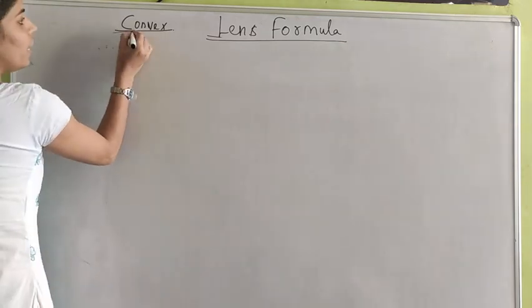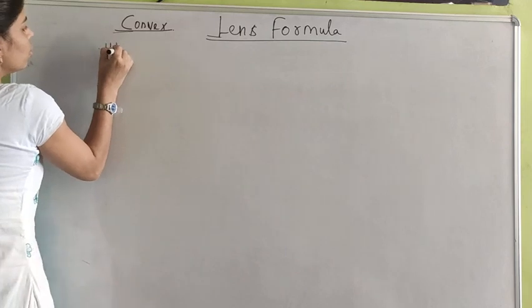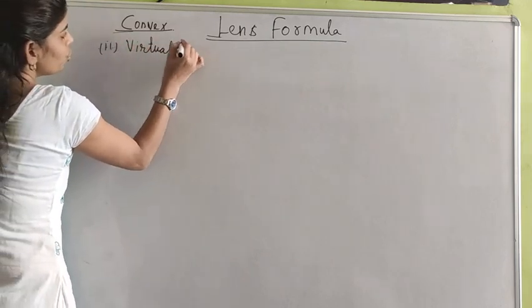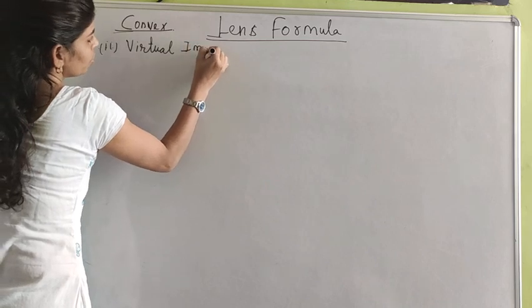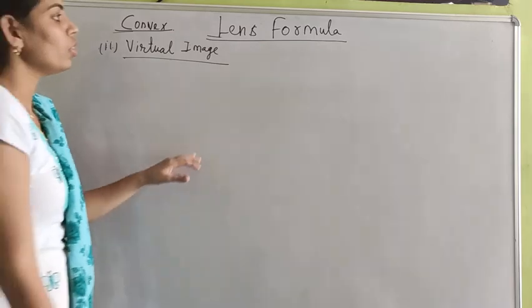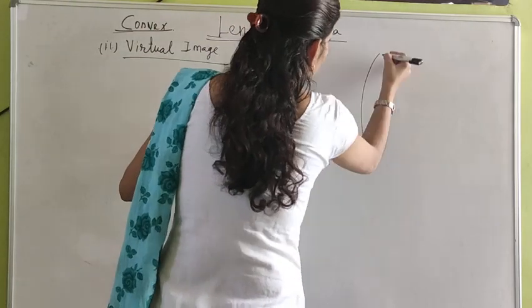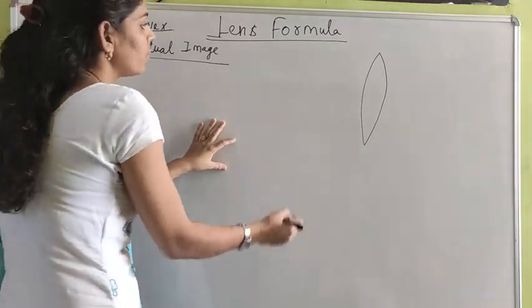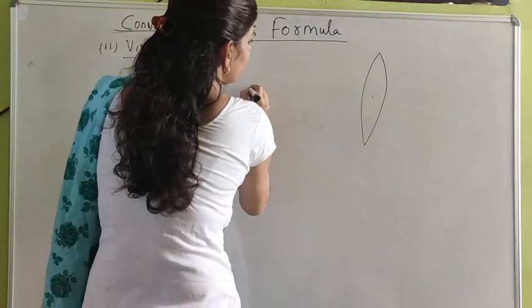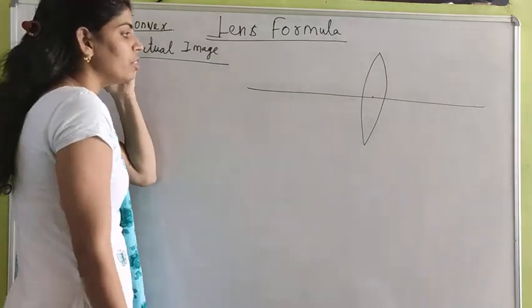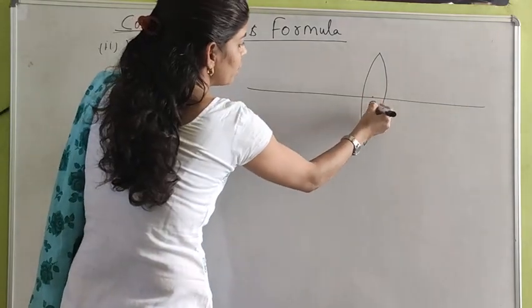Second is the lens formula when the image formed is a virtual image. When a virtual image is formed, let's first draw the diagram. This is the lens, a convex lens. This is the optical center. Through the optical center, we will draw a line known as the principal axis. This is optical center C.